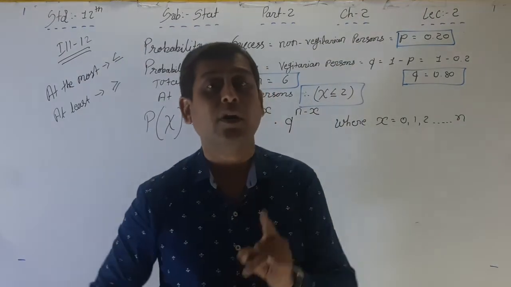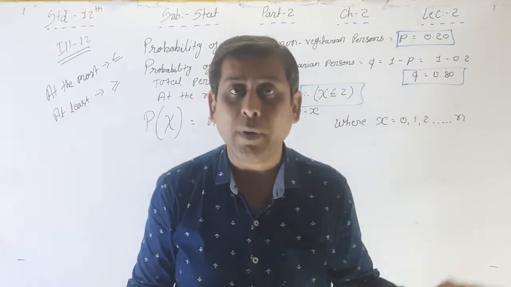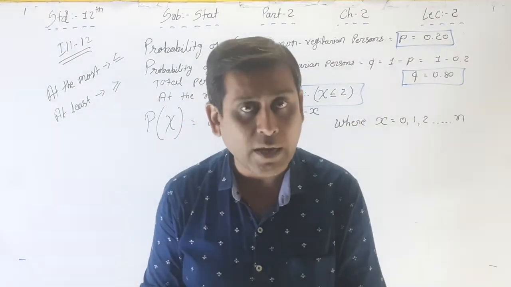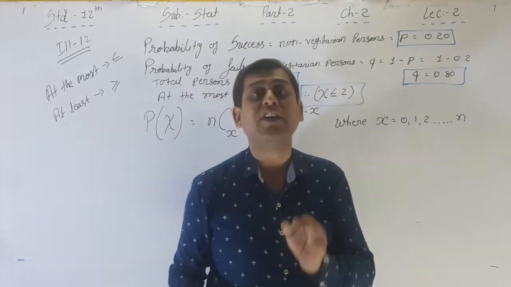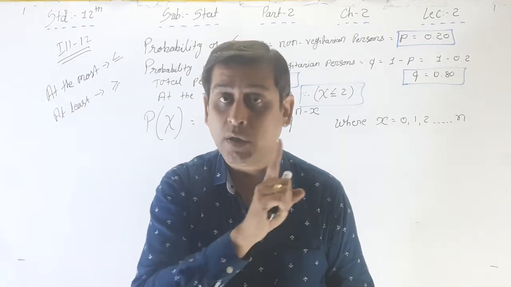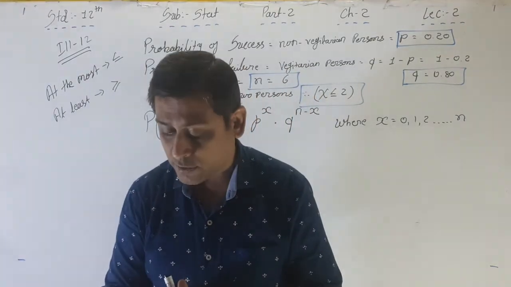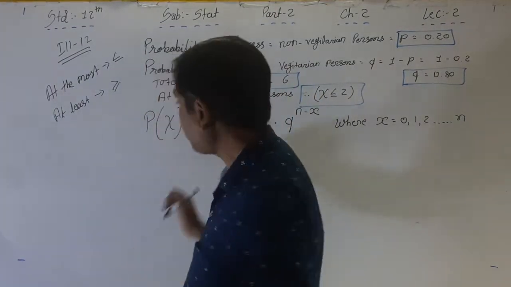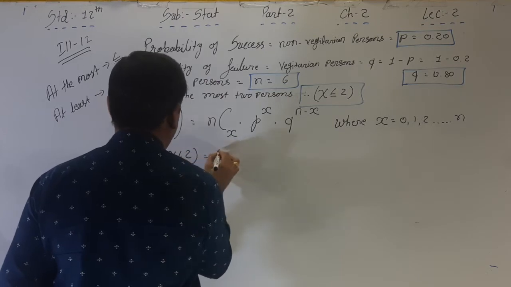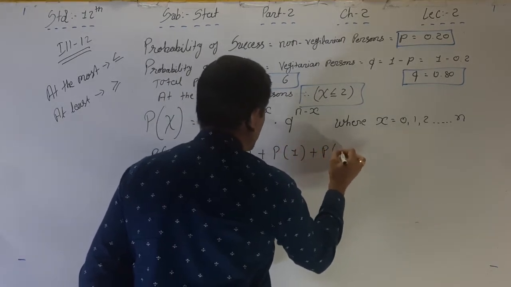Here in the probability chapter, whenever the word or is there, we have to add, and whenever the word and is there, we have to multiply. That we already saw in the first chapter of probability. That rule is applied here as well. The probability law of addition is applied here. So less than or equal to 2 means 0, 1 and 2, that means 0 or 1 or 2. We have to add these. P of X less than or equal to 2 is equal to P of 0 plus P of 1 plus P of 2.